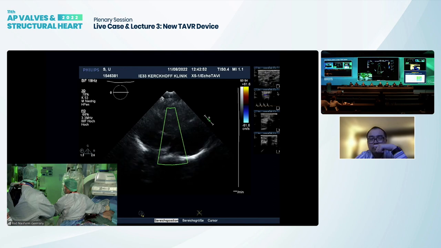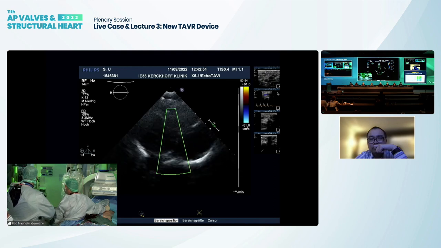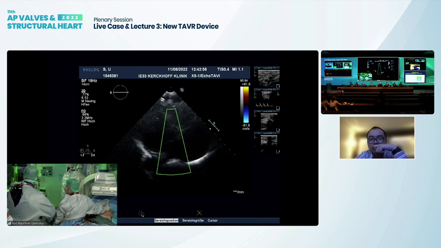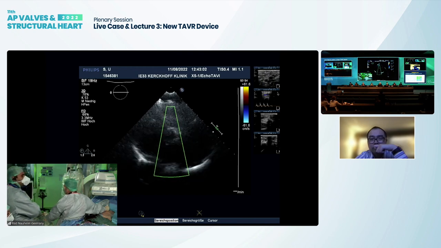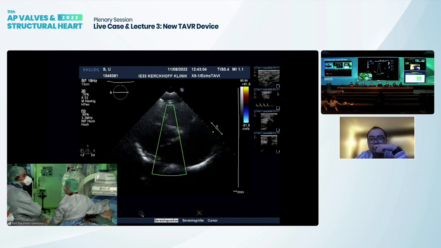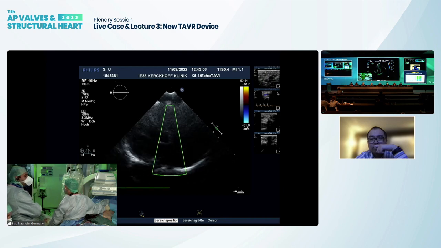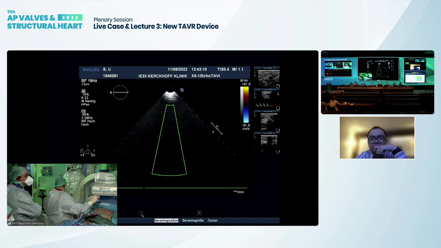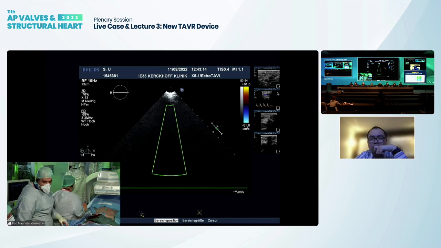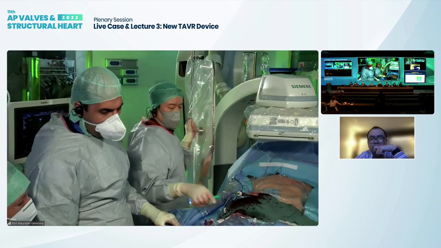So a question to the panel, what would be your approach? I would do another root shot. Yes, we will do it immediately. Would you step ahead to TEE, or what would be your approach? Well, on TTE it's very difficult, as you can see. We will do another root shot. Unless there's renal insufficiency, we rely on the root shots.